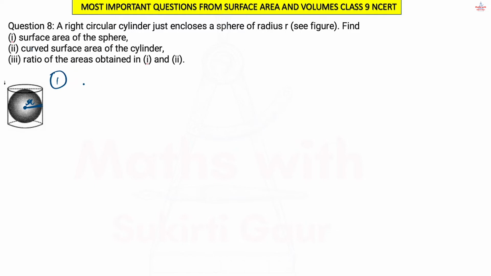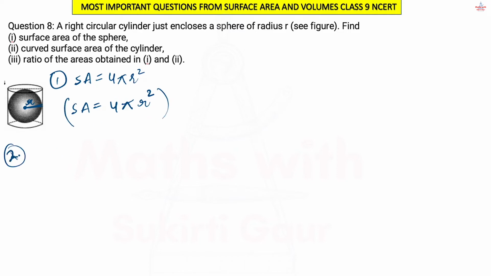Now the surface area of the sphere we have to find out. You tell me what is the surface area of a sphere. The formula is 4 pi r square. So what will be the surface area of the sphere here? Of course, our r is r only. So the surface area of the sphere is 4 pi r square.